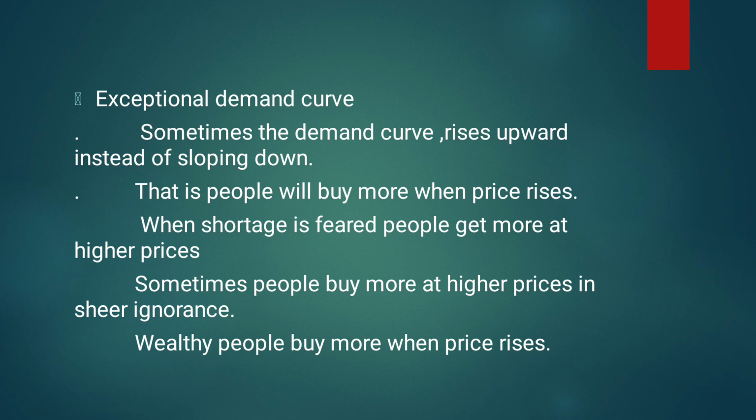Next, we can see about the exceptional demand curve. Normally, the demand curve slopes downward, but in an exceptional demand curve, the demand curve rises upward instead of sloping down. That is, people will buy more when prices rise. So this happens due to three factors.